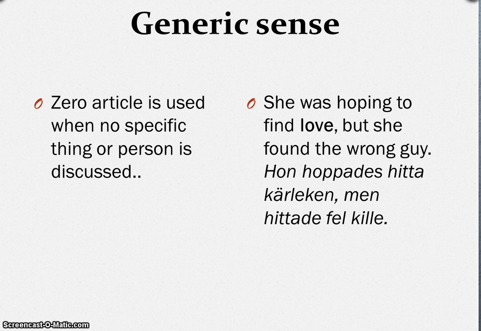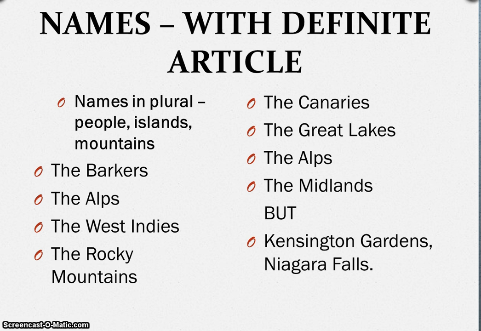Zero article, meaning no article at all, is used when you're talking about no specific thing or person. She was hoping to find love, but she found the wrong guy, for example. There are some certain names with definite articles, and these you just have to learn. Usually when we talk about names in plural, people, islands, and mountains, such as the Barkers, the Alps, the West Indies, the Rocky Mountains, the Canaries, the Great Lakes, the Midlands, but some without, Kensington Gardens and Niagara Falls, for example.